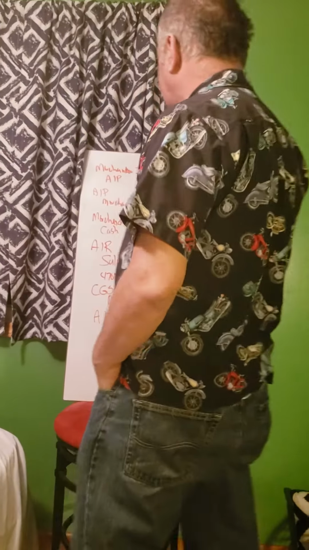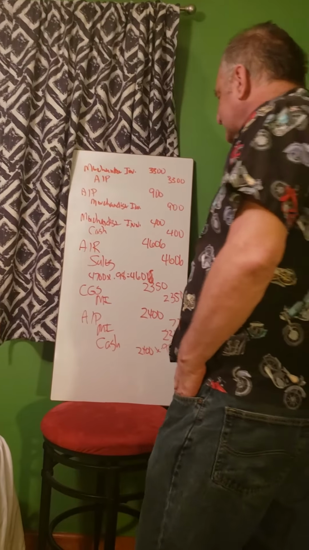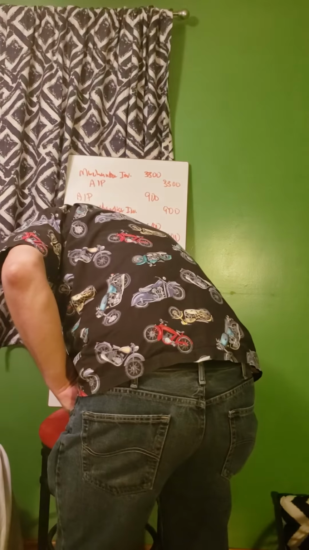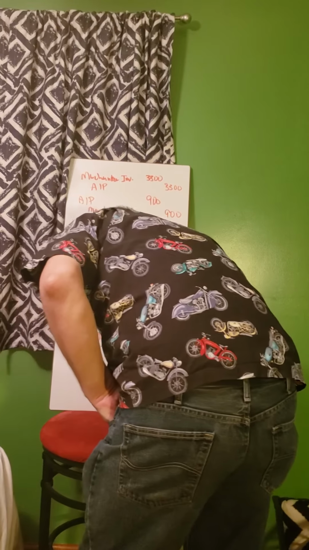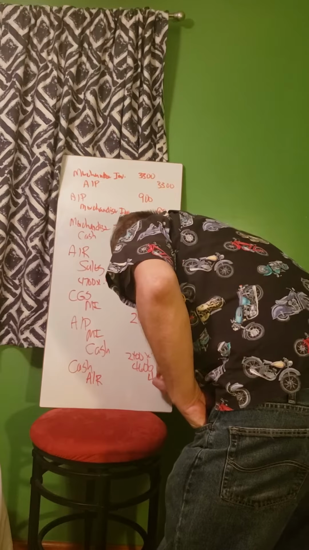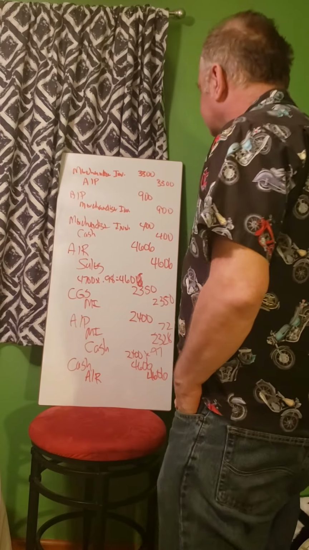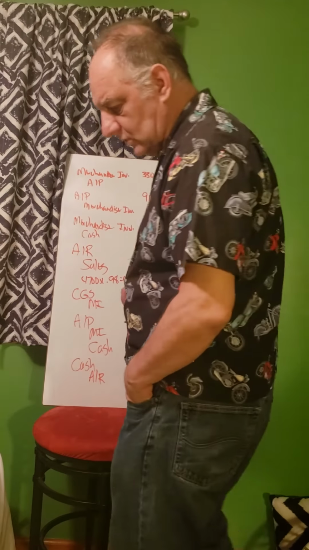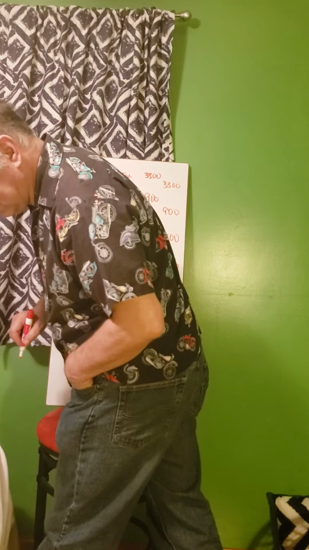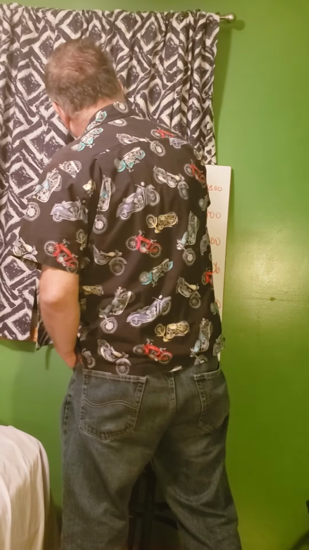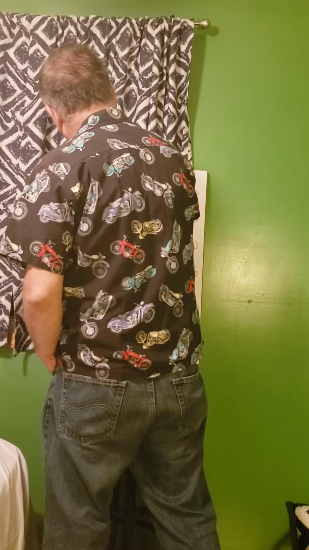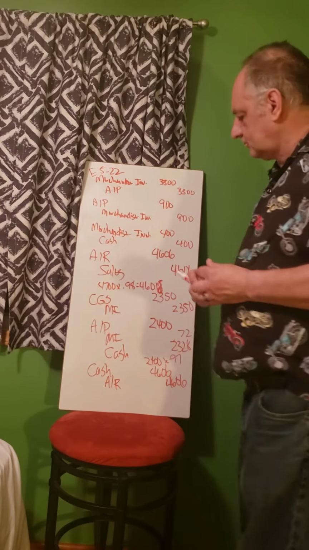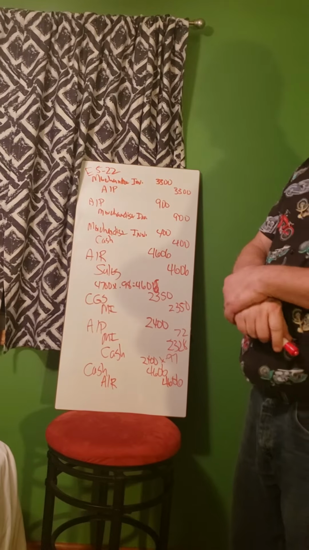And then on the 28th, we received cash from this customer. And this is an easy entry. We got cash for the $4,606, and accounts receivable is credited for the $4,606. And there it is.